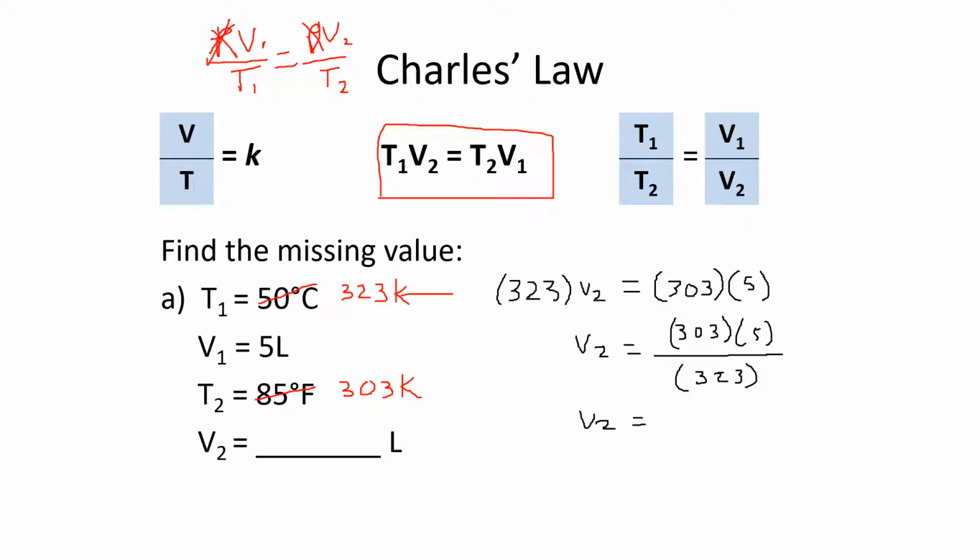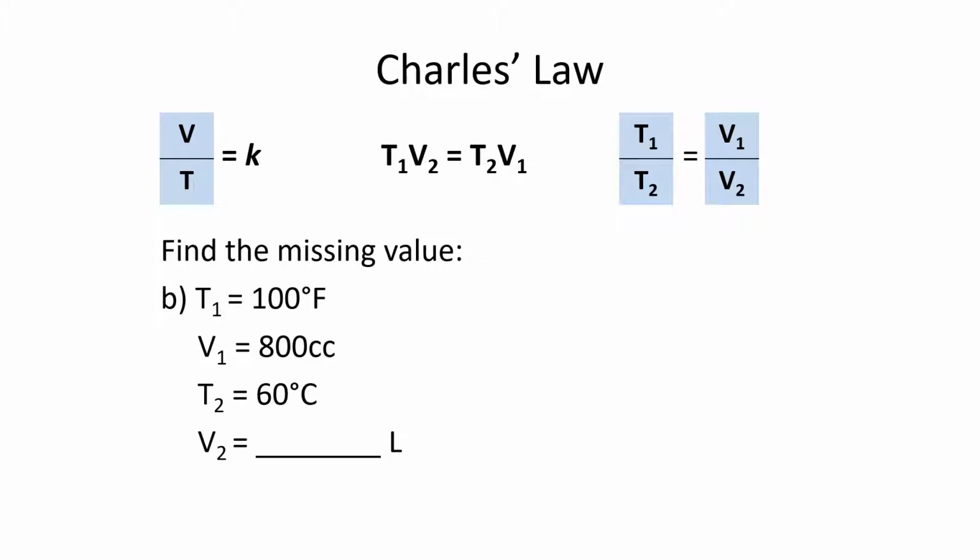So T1, V2 is what we're solving for, T2, V1. I'm just using this equation here. V2 is 4.69 liters. So the temperature went down. You would expect the volume to also go down a little bit. So this answer makes sense.